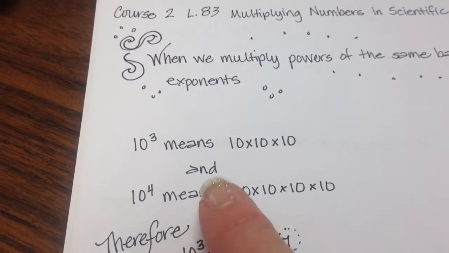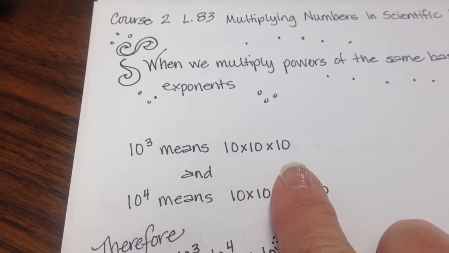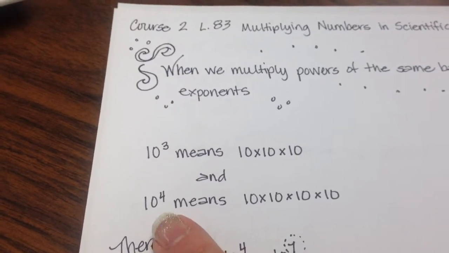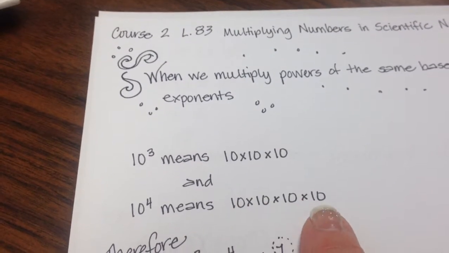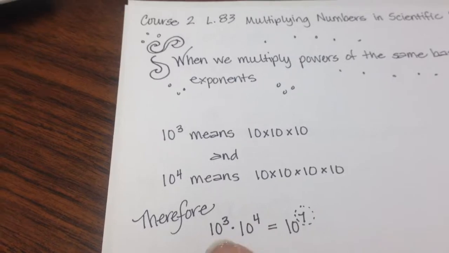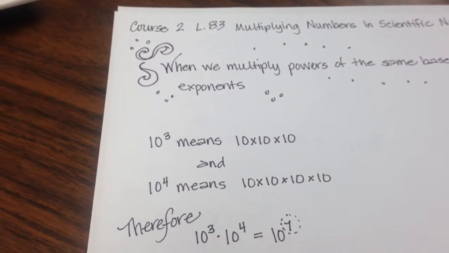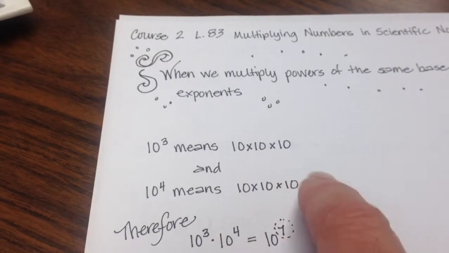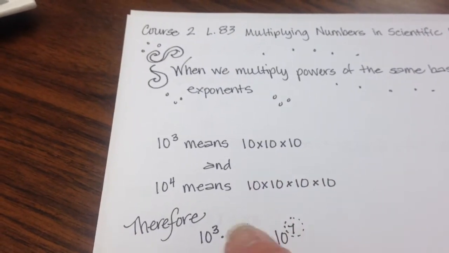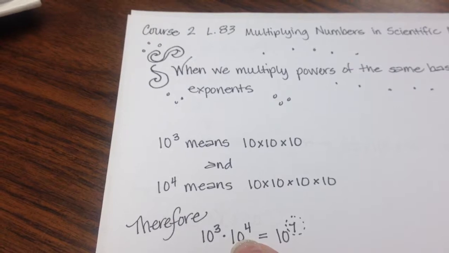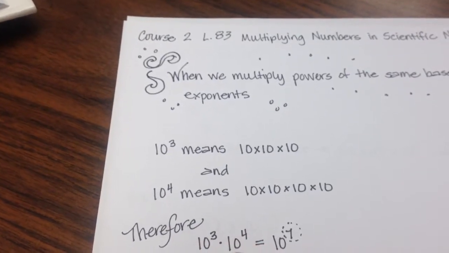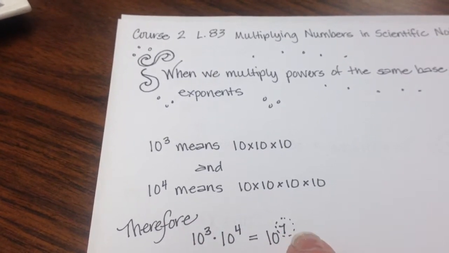10 to the third just means 10 times 10 times 10, right? 10 to the fourth means 10 times 10 times 10 times 10. Therefore, 10 to the third times 10 to the fourth would be 10 to the, well, how many tens do we have? 7. So it would be 10 to the seventh. We just added our exponents. So 10 to the third times 10 to the fourth equals 10 to the seventh.